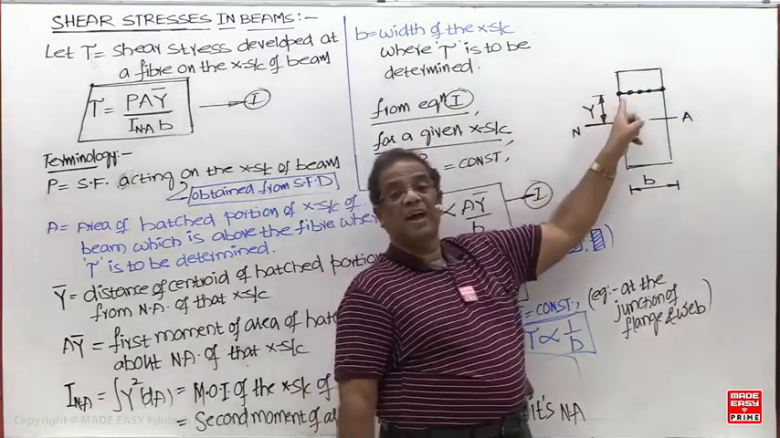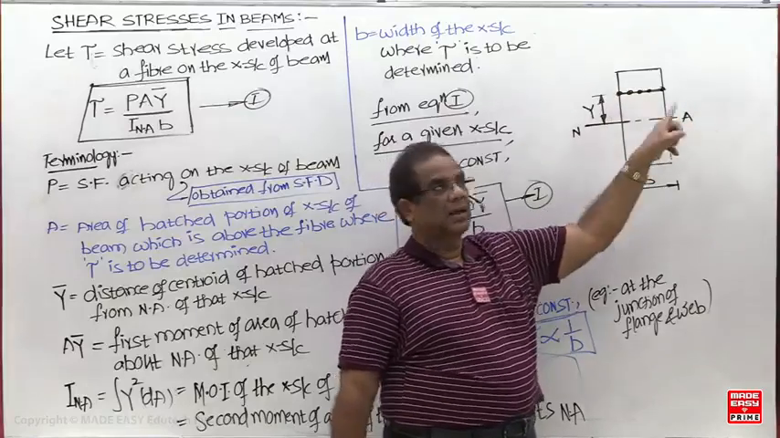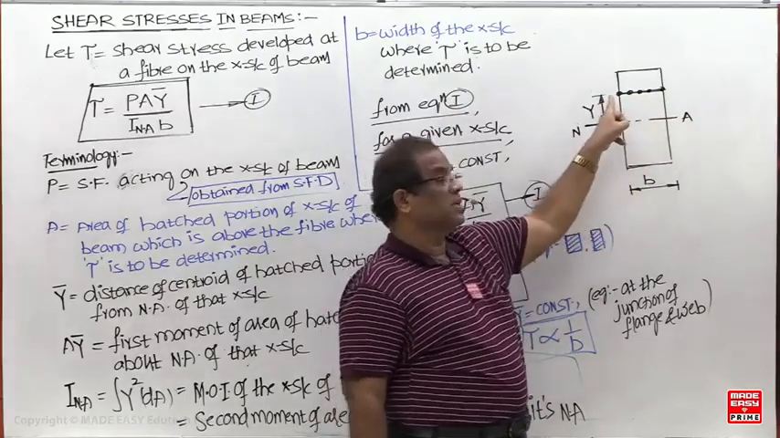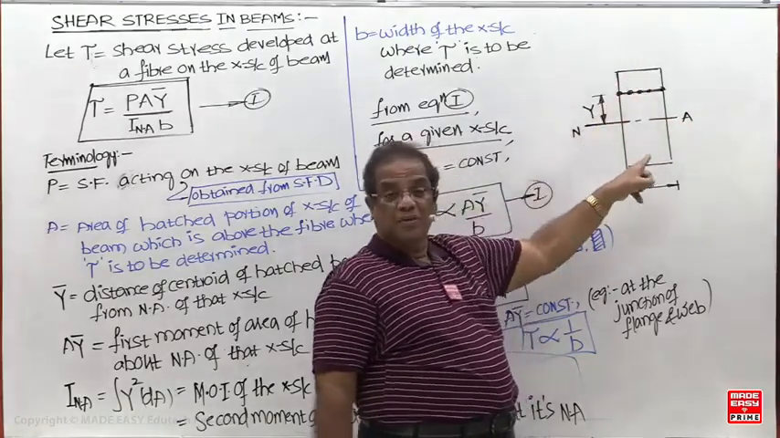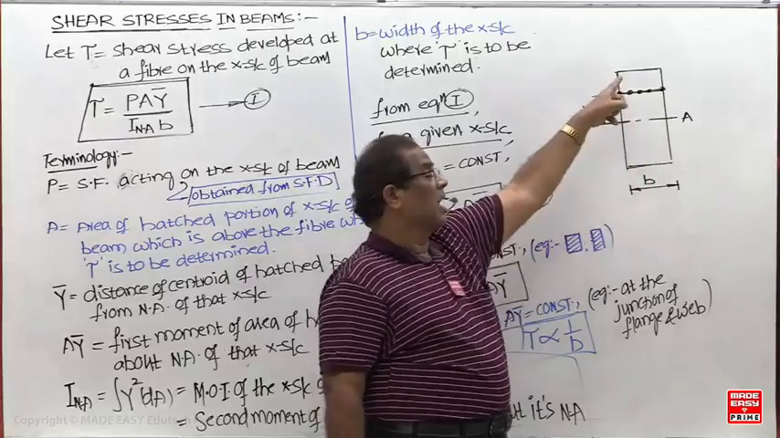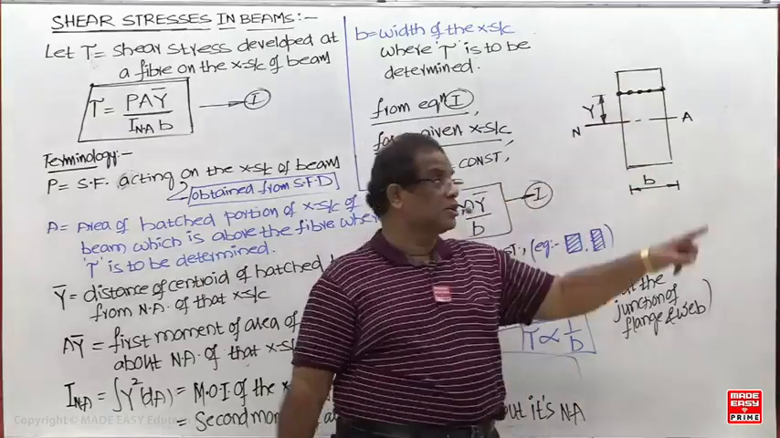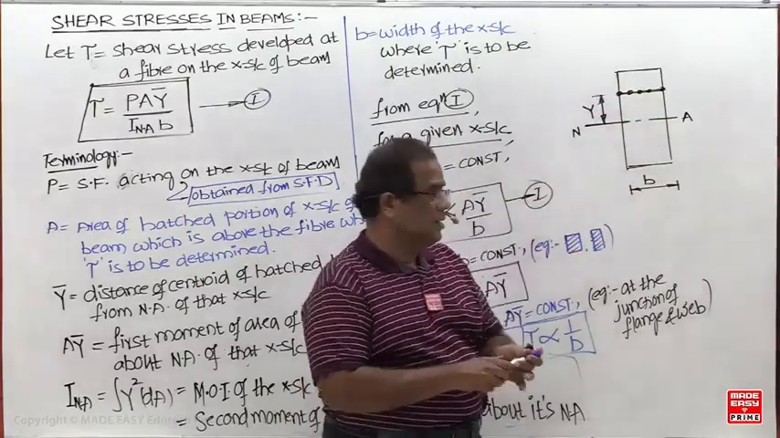Now this is about the fiber above the neutral axis. Now I want to find out the shear stress. F is the shear force acting on the cross section. Or P is the shear force acting on the cross section.